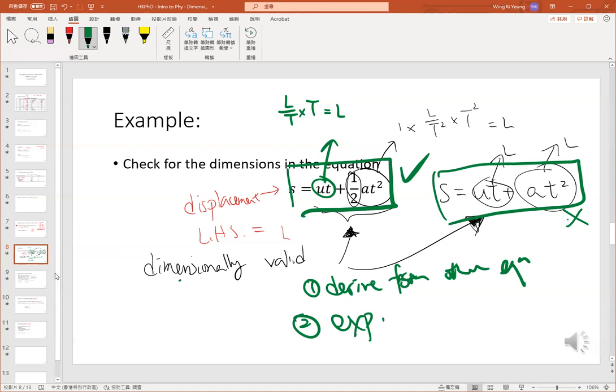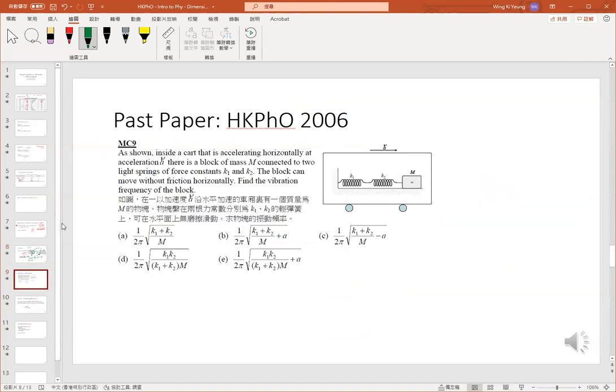So this is one accident I encountered in my study. Okay, so this one is another. This is a past paper from the Hong Kong Physics Olympiad. So this is an MC.